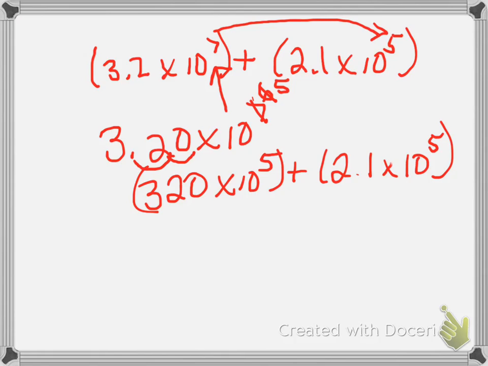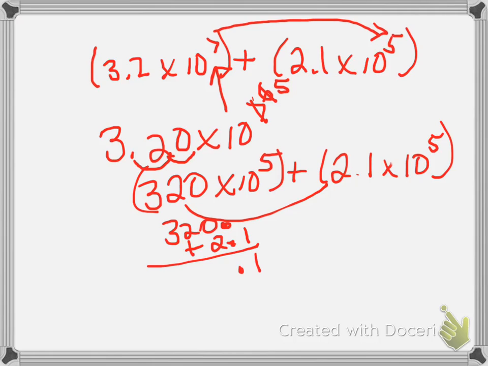They've got the same exponent, so now what we're ready to do is to take these two numbers, 320 plus 2.1. Now make sure you line that decimal up, because 320 has the decimal at the end. You don't see it there. And add those numbers. So 322.1 times 10 to the 5th, but that is not a good scientific notation number.